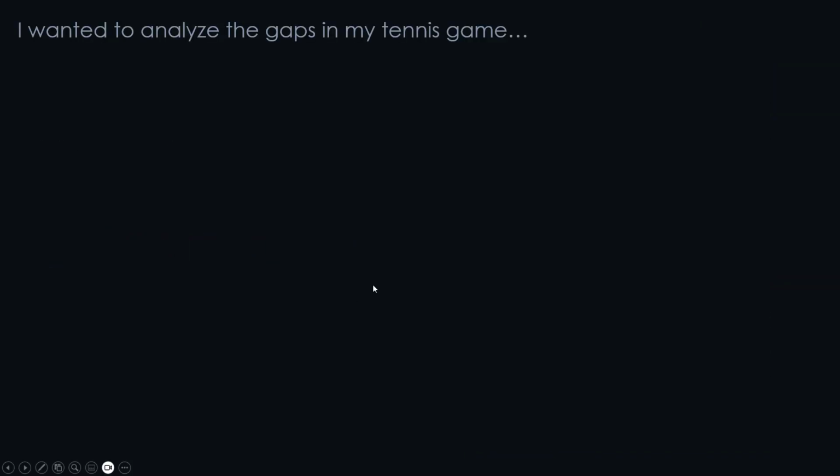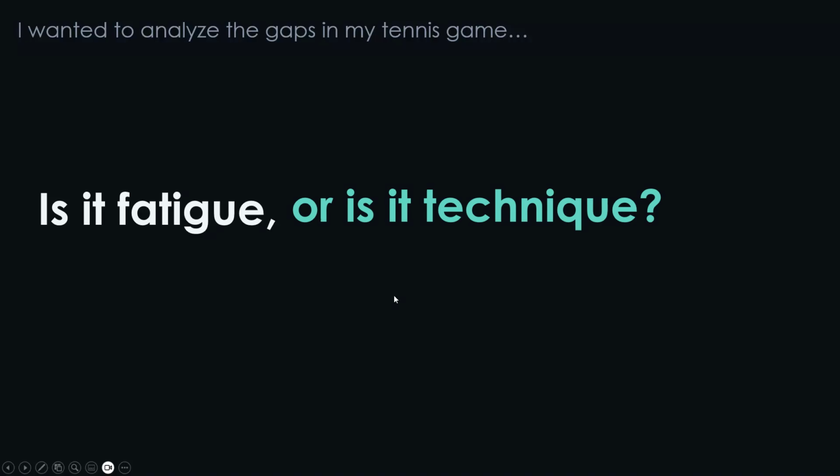So, through the Worldwide Science Fellowship, I decided that I wanted to spend my time trying to analyze the gaps in my tennis game. The question that always comes up is when I'm playing tennis and I see a bad performance, is it fatigue or is it my technique? And that's the central premise around what I'm trying to solve for.